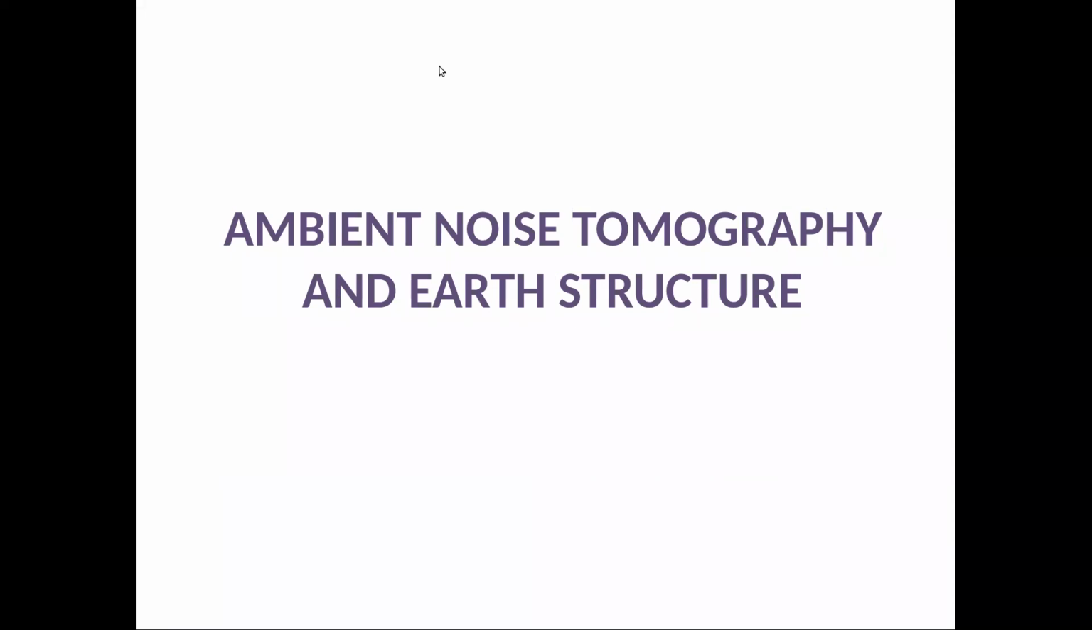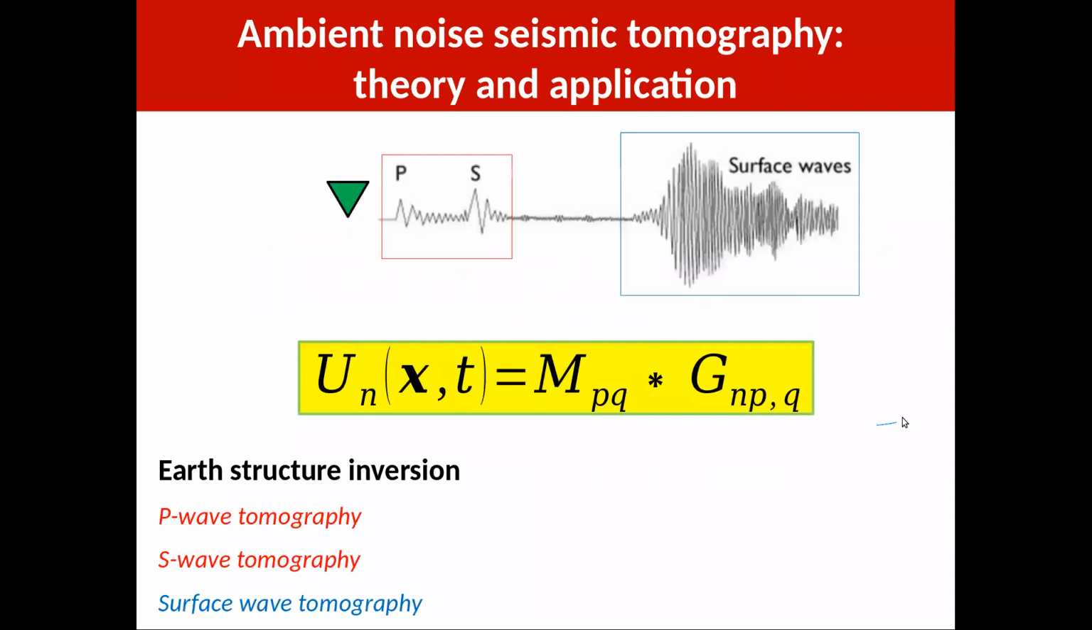Okay, good. So then the goal of seismic tomography is to reconstruct or estimate the Green's function, given a seismogram. And there are different types of tomography. We can look at body wave tomography, which is mainly P wave tomography and S wave tomography, where in this case we retrieve the P wave velocity, and in this case the S wave velocity.